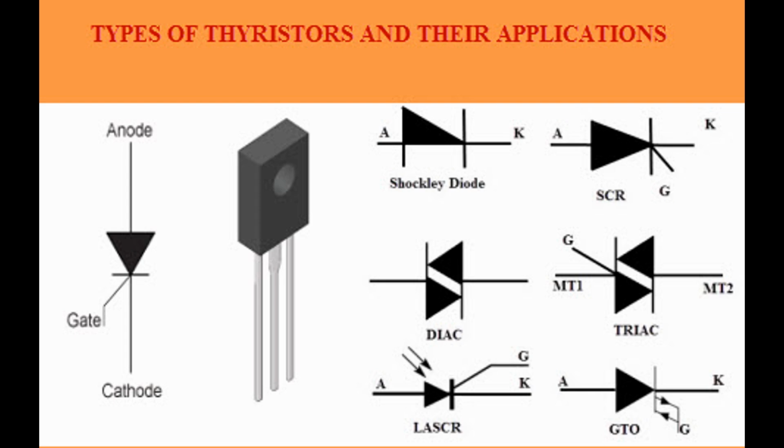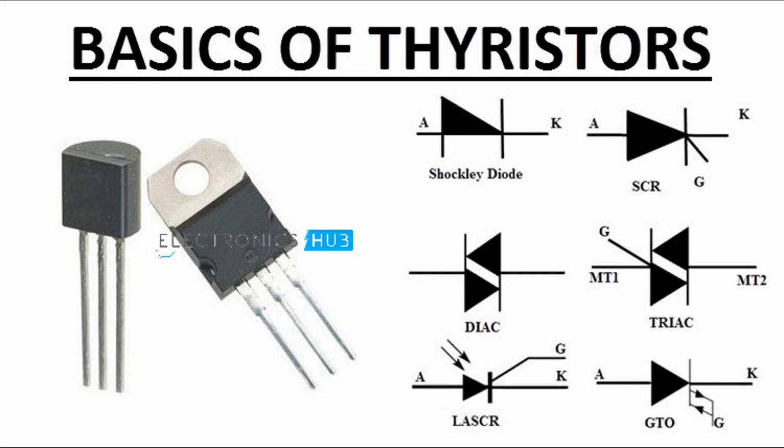Heat dissipation. Thyristors generate heat during operation due to conduction losses. Effective heat dissipation methods such as heat sinks and cooling systems are essential to ensure reliable operation and longevity. Application-specific types. There are various types of thyristors tailored for specific applications. SCR, silicon-controlled rectifier, mainly used for rectification and AC power control. GTO, gate turn-off thyristor, offers the ability to turn off by applying a gate signal, enhancing control over switching.